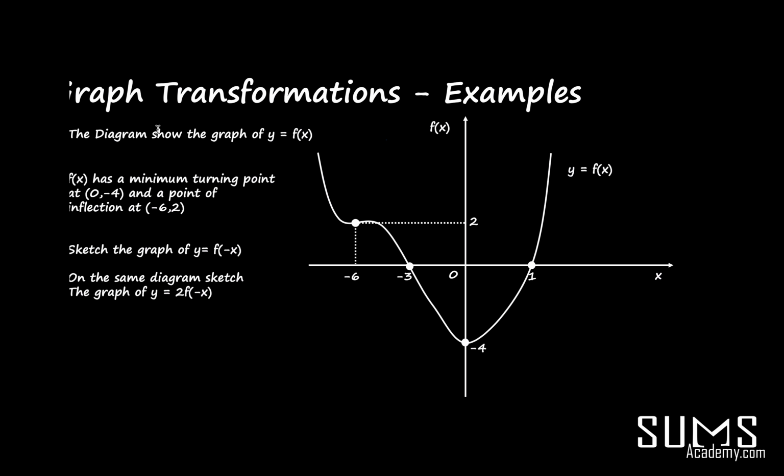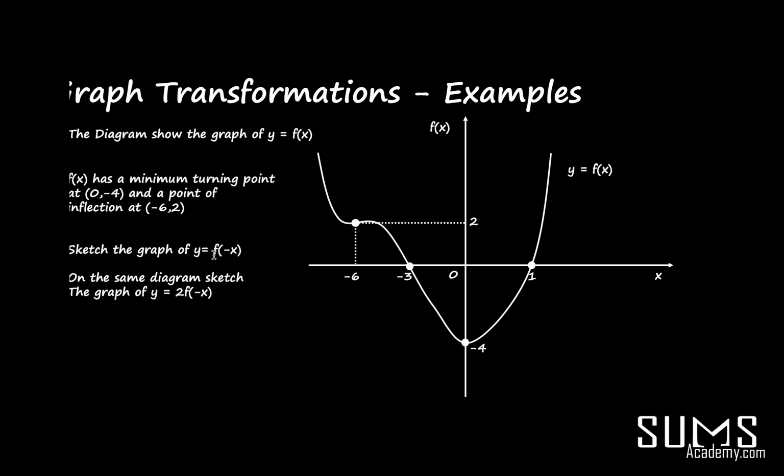So the next example. The diagram shows the graph of y equals f of x. So this is here, this is y equals f of x. f of x has a minimum turning point at (0, -4) here, and has a point of inflection at (-6, 2). So in here, (-6, 2). Sketch the graph of y equals f of minus x.